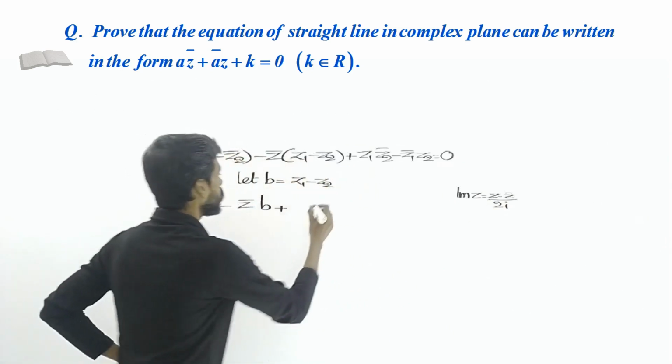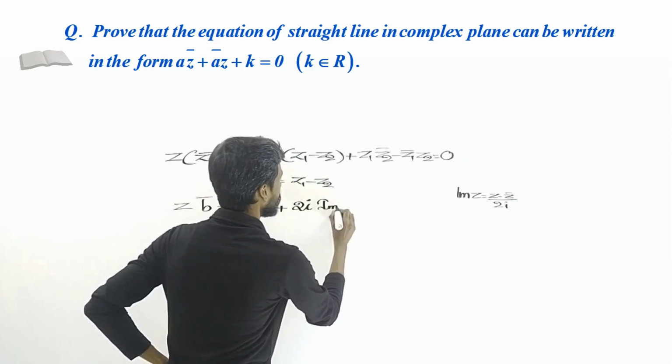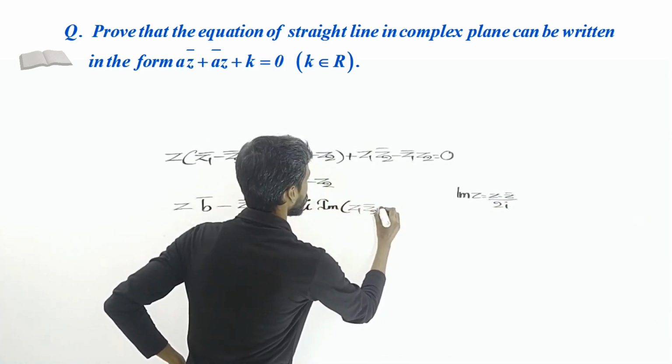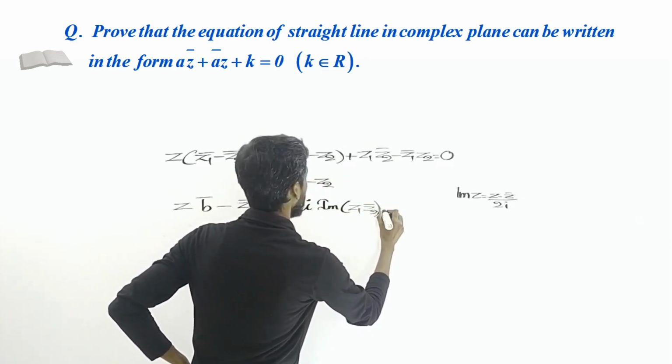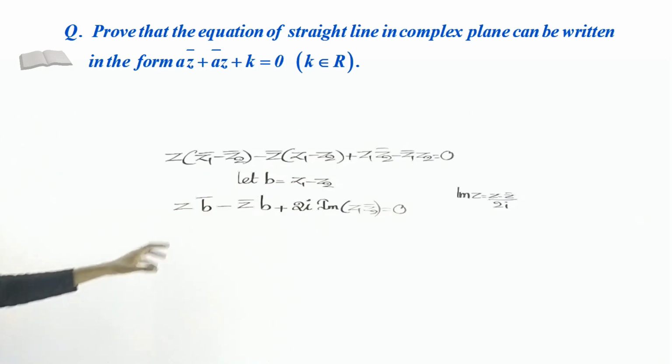So that means this whole thing can be written as 2i multiplied by the imaginary part of Z1 Z2 bar, that's all, Z1 Z2 bar, okay. So that equals 0, okay. So that's all. So this is the form we got.